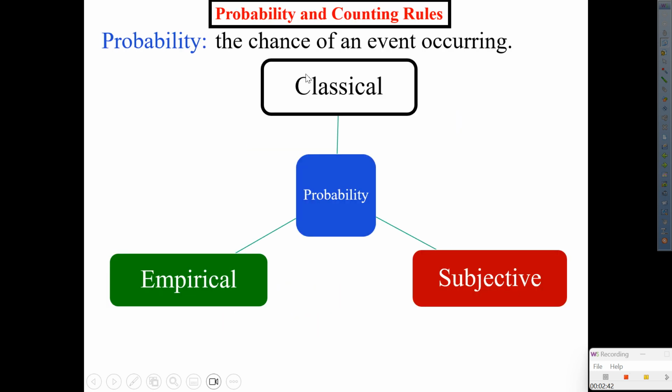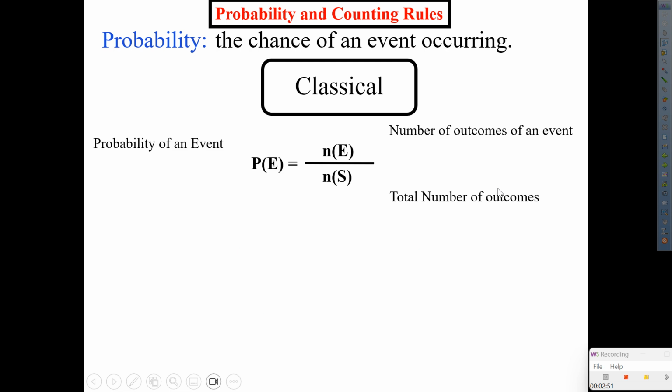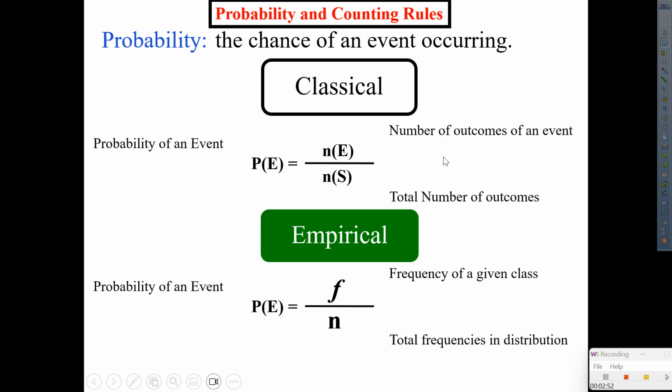So, once again, what is probability? Chance of an event occurring. We have the different types: classical, empirical, and subjective. And then we talked about the formulas for classical and empirical, yes? Some of you, on Friday's pop party, didn't remember the empirical formula. What is it? It's frequency over n. Probably the simplest one. Come on, people. Let's go.